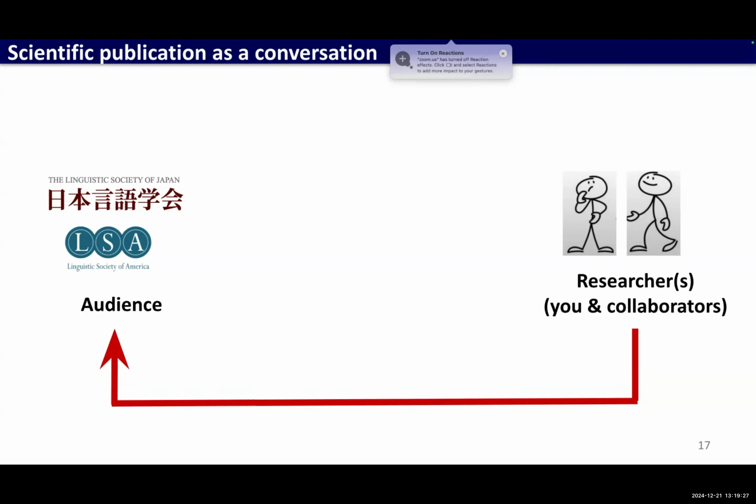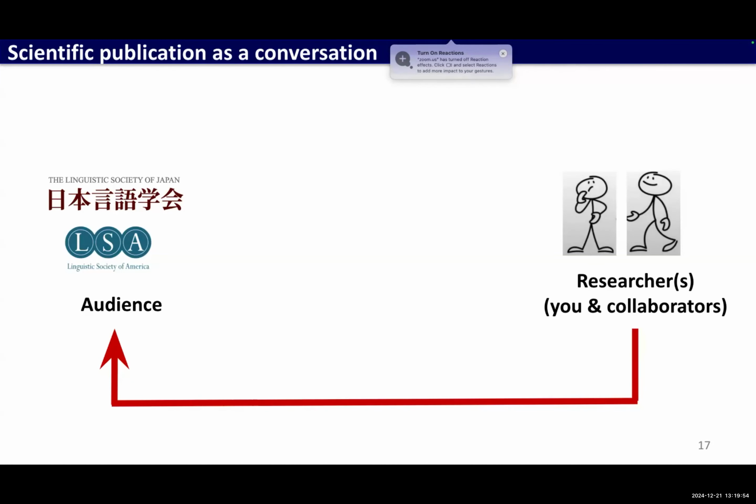And we can think about this as a conversation, right? I write a paper. That is like me starting a conversation with my broader research community. They read the paper, they might incorporate it into their own research, they might critique it, they might agree with it or disagree with it, they might find you at a conference and talk to you about it. So you talk to your audience through publication.